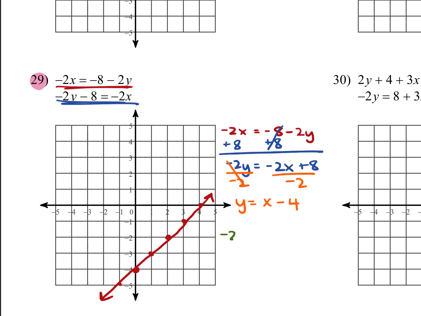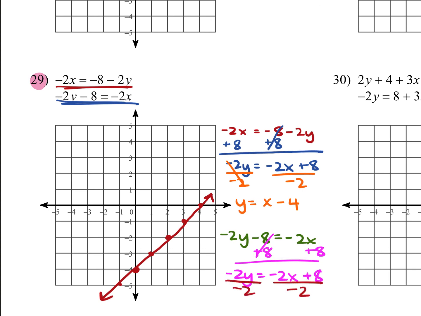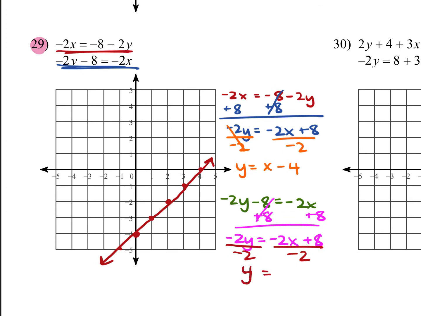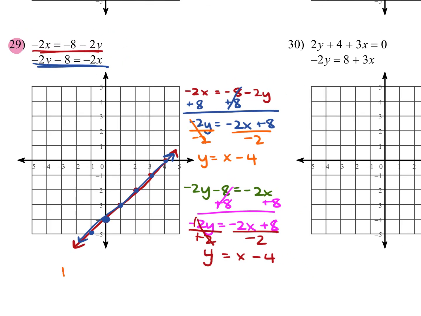Your second equation, you have -2y minus 8 is equal to -2x. Start this one by adding the 8 to both sides. You have -2y is equal to -2x plus 8. From there, divide each side by the -2, and you have y is equal to x minus 4. So again, you have a -4 as your y-intercept and a slope of 1. So these two lines intersect at every single point. Because they overlap each other, you have infinitely many solutions.